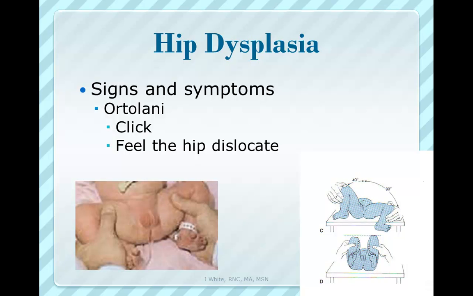Hip dysplasia can be observable. You can pick it up. You should be looking for it in the newborn nursery. The physician will check for it by doing a test that's called an Ortolani. He will place the baby flat in his crib. He will flex the hips and the knees, putting the feet right on the bed by the buttocks. He will then place each hand over the hips, over the knees. His thumb is on the inside of the knees. His third finger is over the hip joint. He will then abduct, pull outward, turn it outward.